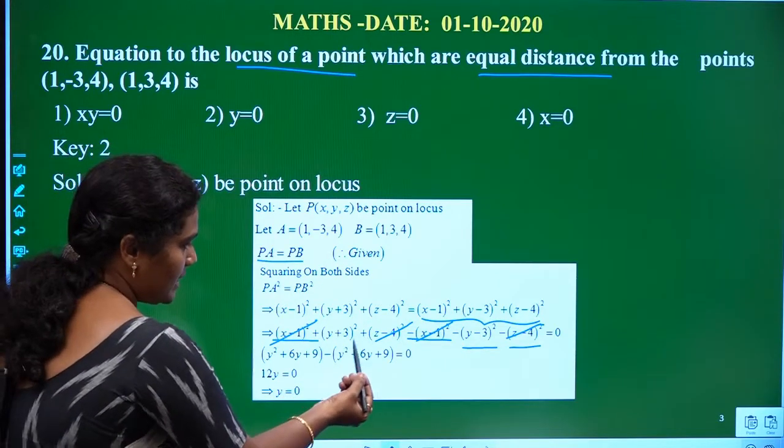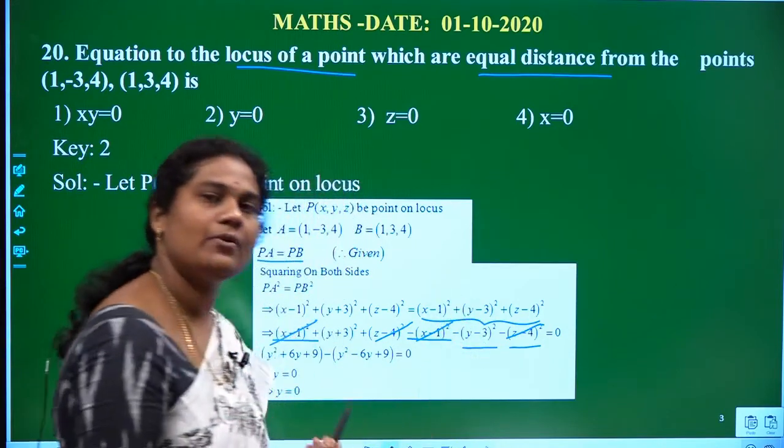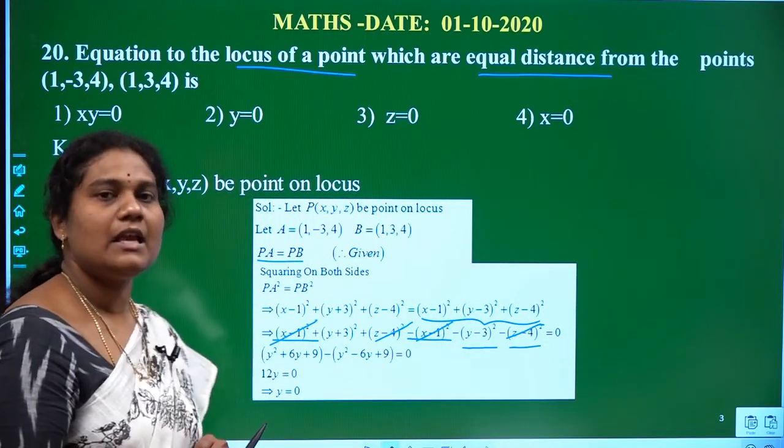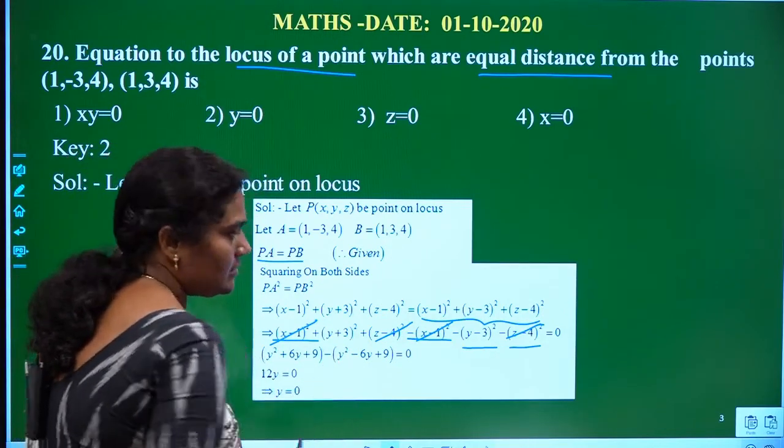Now, the remaining are what? Y plus 3 whole square and minus y minus 3 whole square. So, those are in a minus b and a plus b whole square form. So, we have to expand those two terms.